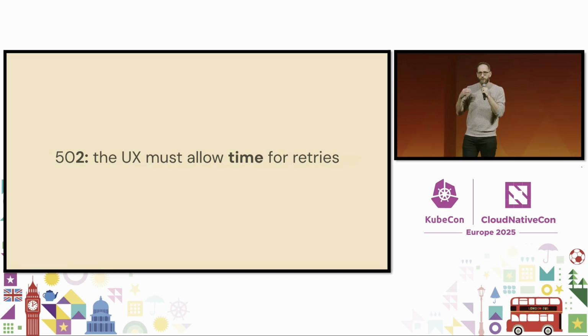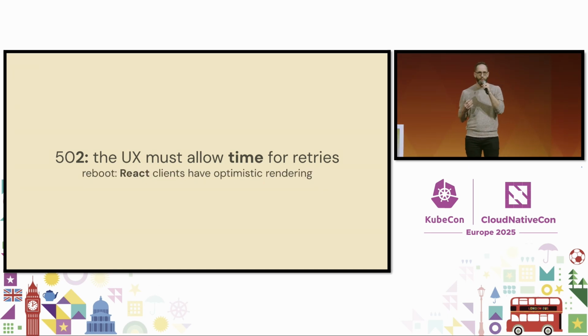Number 2, your user experience has to allow time for these retries to happen. And most of the time, you have that time. You see, most of the time, your client is a user, is a human. And humans are slow. Computers are fast. So you have time to do retries. In the case of Reboot, our most popular client library is for React. And React, that's a browser. That's a human sitting in front of a computer. So we have time.